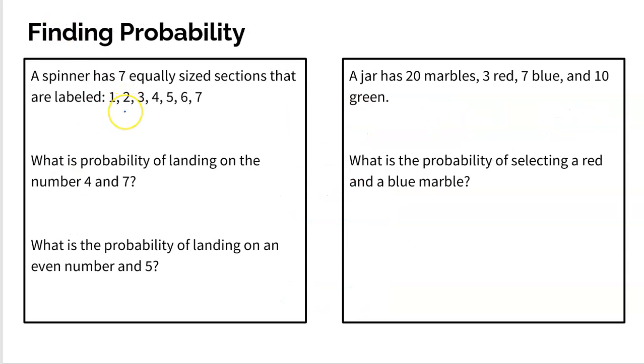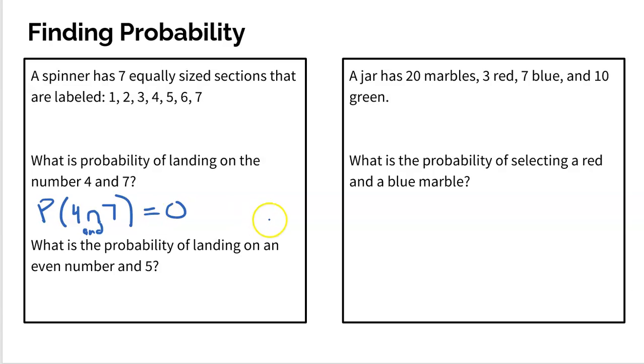So in this first one, we have a spinner with 7 equally sized sections labeled 1, 2, 3, 4, 5, 6, 7. If I said, hey, what's the probability of landing on a number 4 and the number 7? So this is the probability of 4 and 7. I'm going to use that symbol for and, even though I don't like it, but whatever. Now you say, wait a minute, that can't happen. That's because these are mutually exclusive events. The probability would be 0. It could land on 4, it can land on 7, it can't land on both. The spinner only has one arrow, it can't be in two places at the same time.